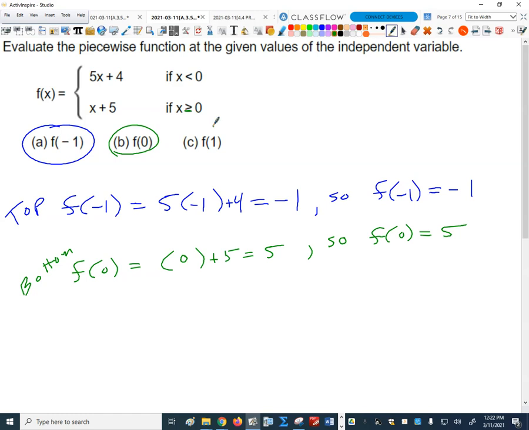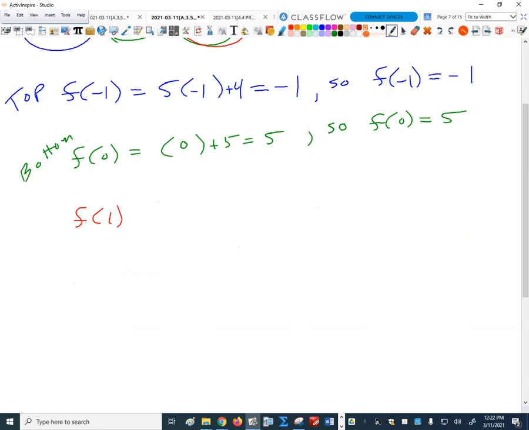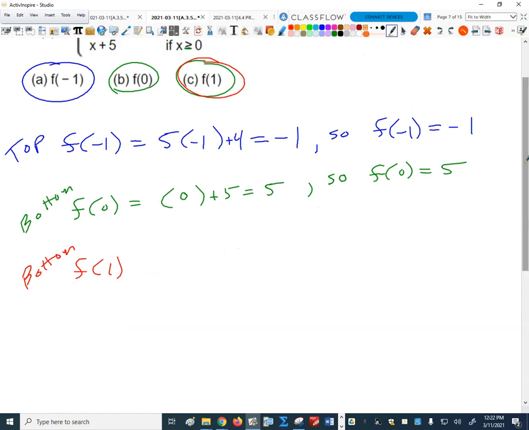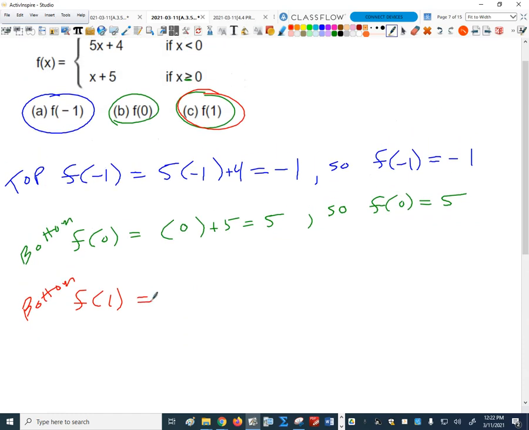Okay, last one. How about f of 1, top or bottom? Okay, good. That's going bottom, isn't it? Because 1 is greater than or equal to 0. Okay? And so if I plug this into the bottom piece, let's see, every place where I used to have an x, I'm now plugging in a 1. 1 plus 5 equals 6. So f of 1 equals 6. Good. Okay, let's try one more of these.